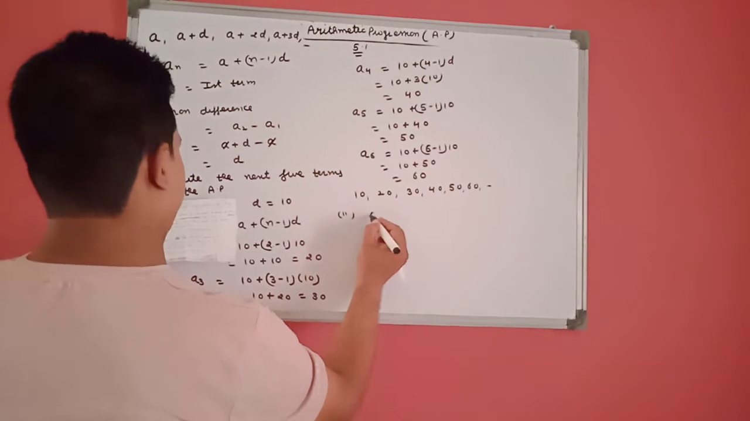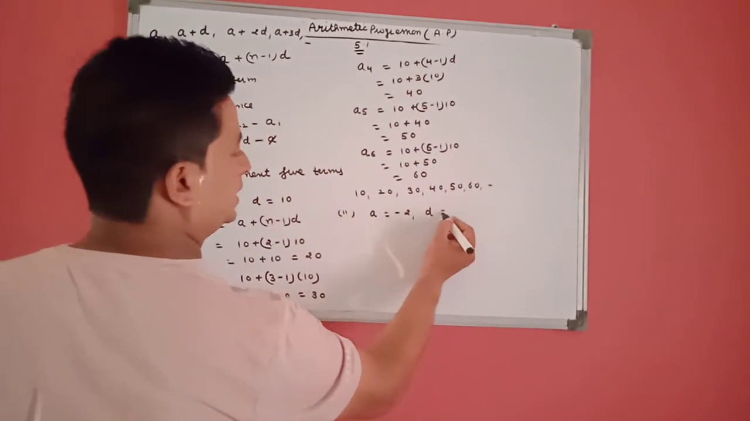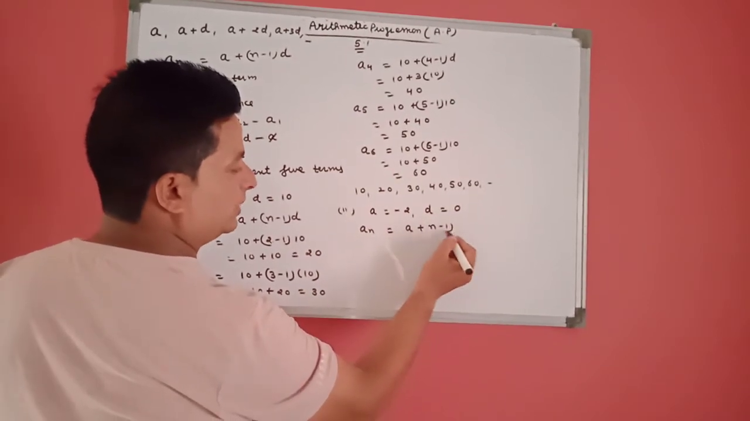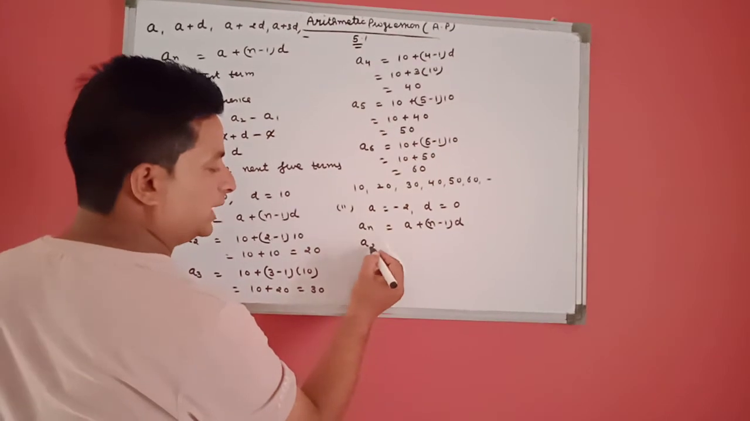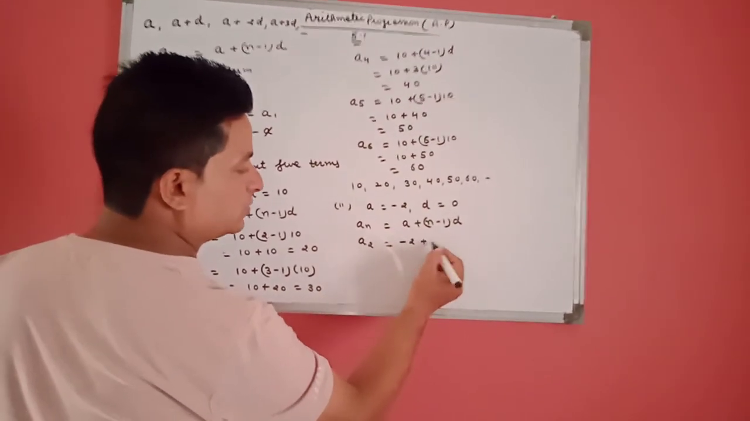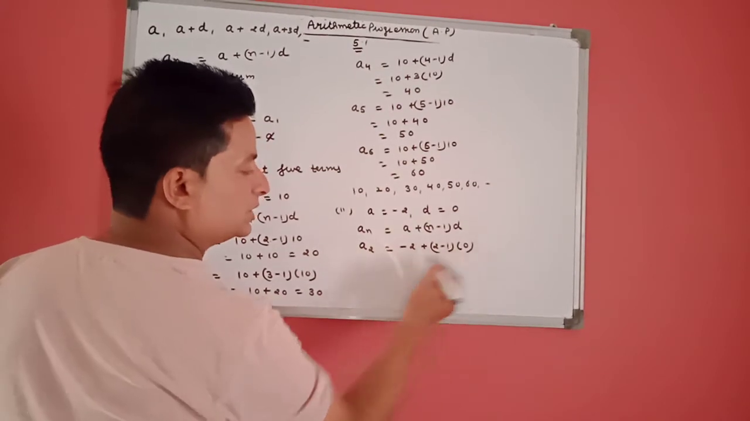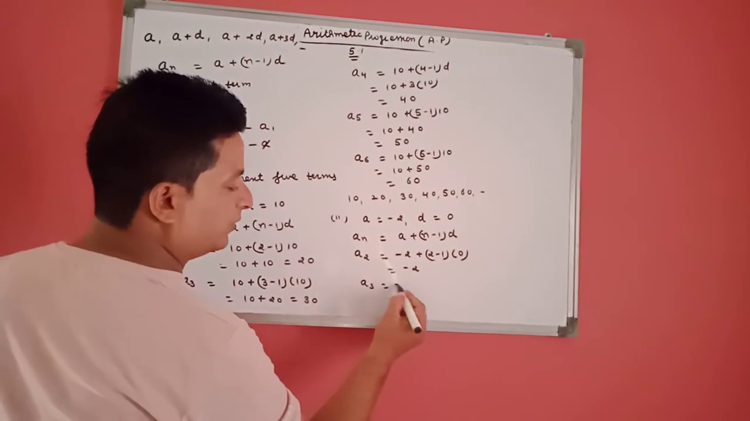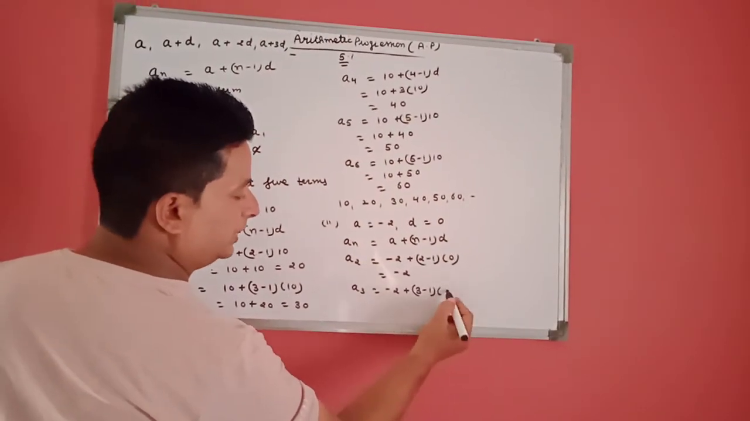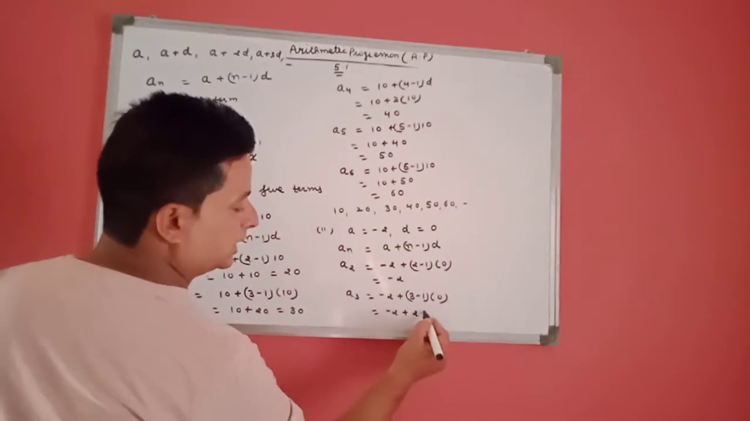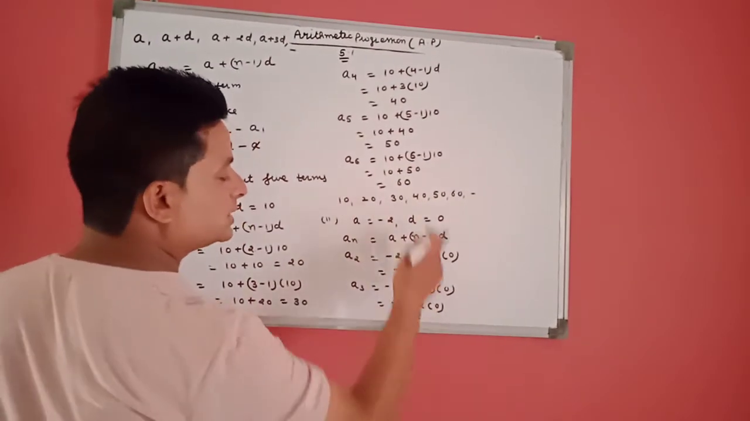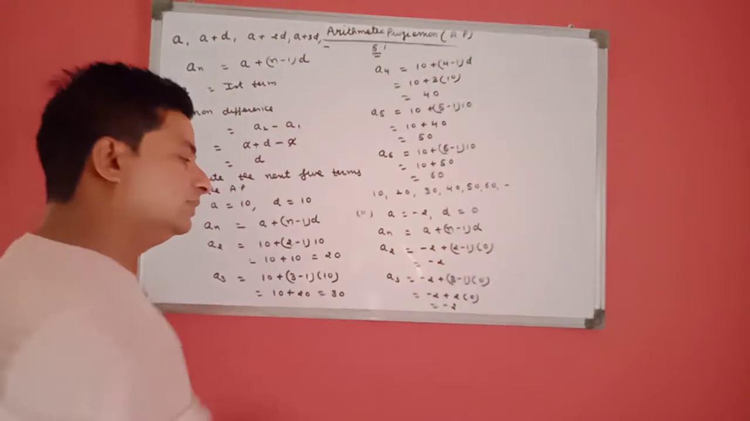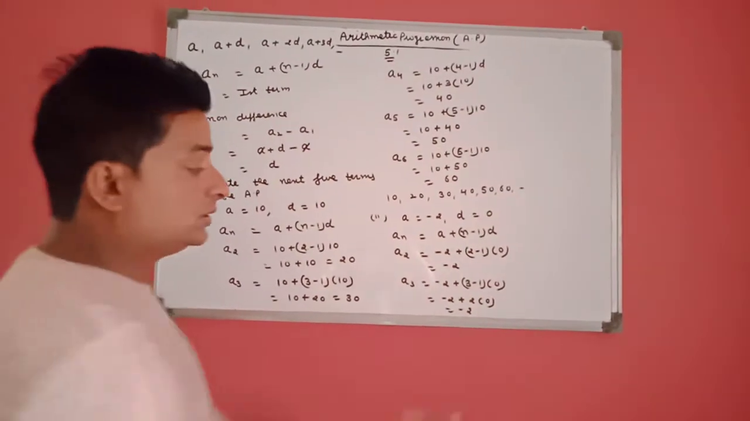In the second part, a is minus 2, d is equal to 0. So the formula of the general term is a plus (n minus 1) into d. When we put n equal to 2, a is minus 2, 2 minus 1, the difference is 0. So this is 0, the second term is minus 2. When we find the third term and d is 0, the third term is also minus 2. In the similar way, the fourth term, fifth term and sixth term are also minus 2 because the common difference is 0.